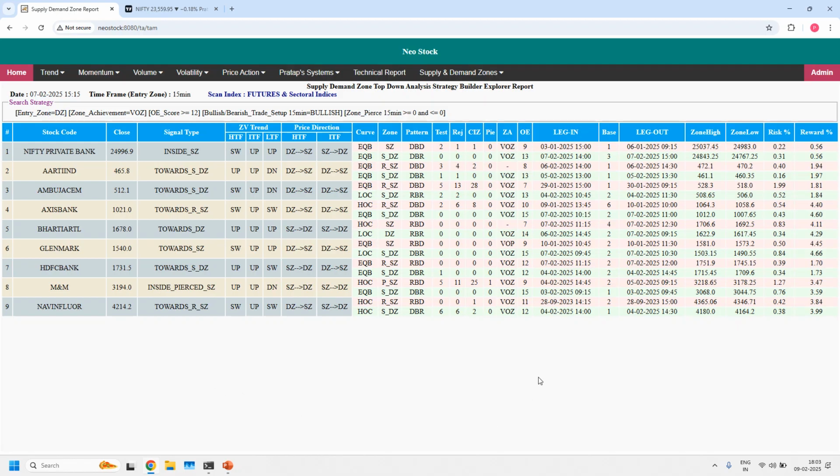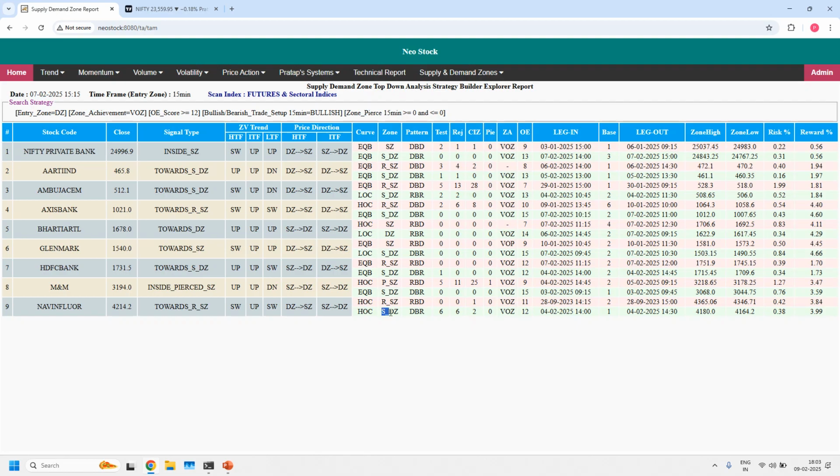How many times is the zone tested? You can look into the test and rejection columns. That will tell you. Some of these zones are high liquidity zones. That is also something you can identify. This filter, the zone column, will be helping you to identify.